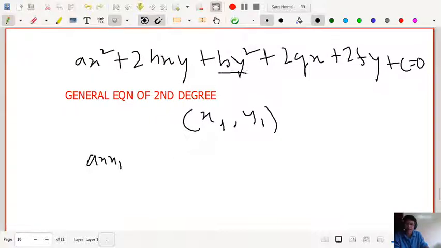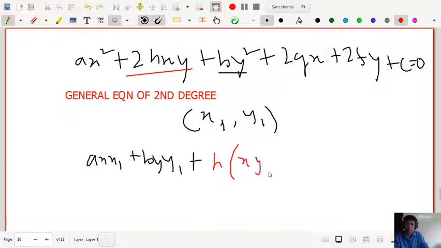So another square term is y square. You need to write the product as y y1, and here you have a product of x and y, and a twice term will be halved. So you have a twice term, twice h, so it will be halved, and you have a product xy, so you need to write xy1 plus x1y in that way. The twice term will be halved, and the product xy will be written as xy1 plus x1y.